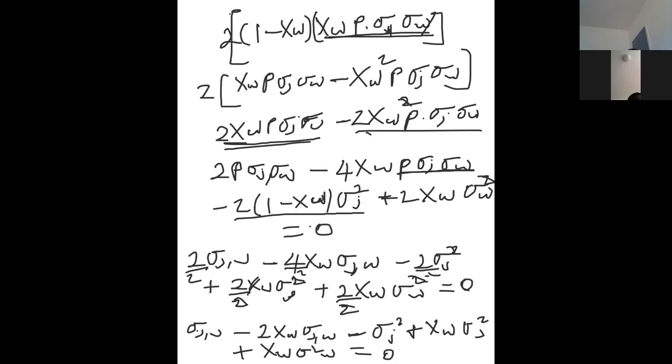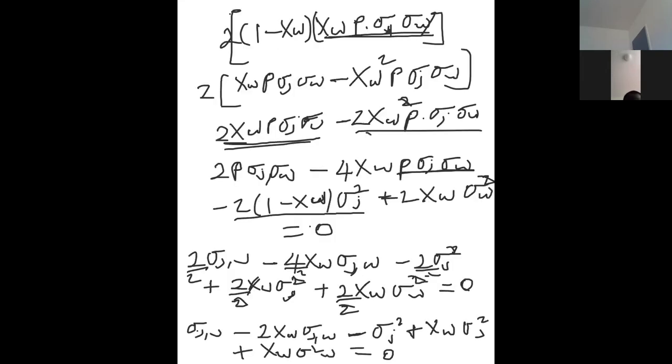Okay, now from here, because we are interested in making XW the subject, we can send those with XW in it to the left side of the equation. So that is going to give us first the covariance of J and W, minus the variance of J is equals to. Let's look at it again.